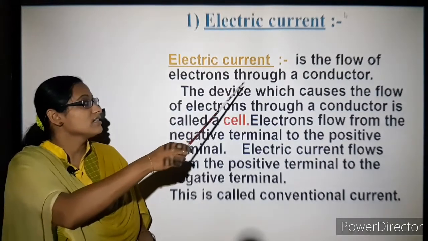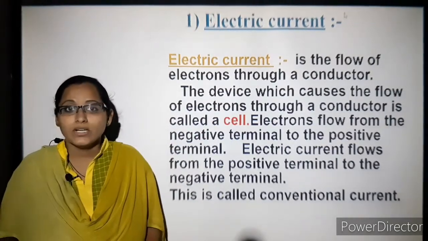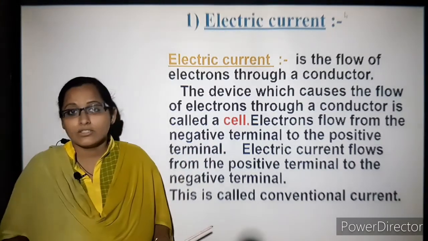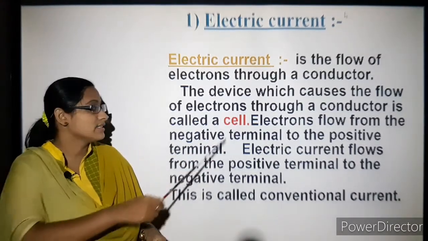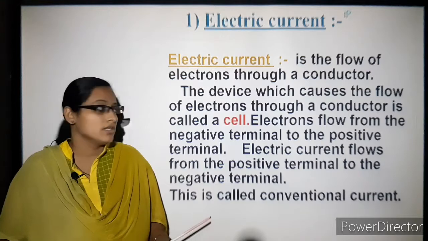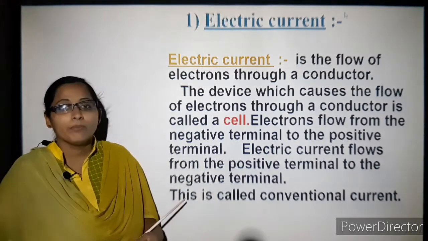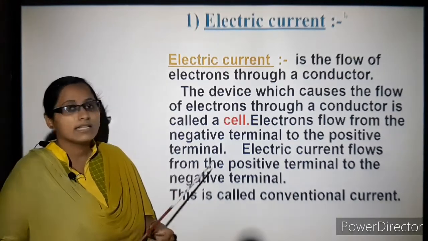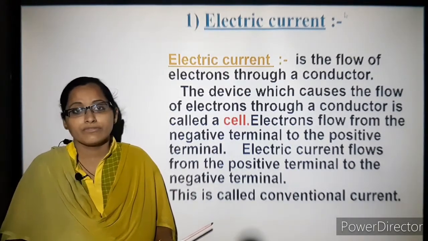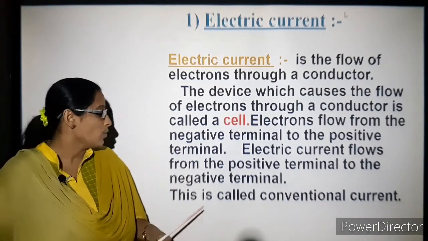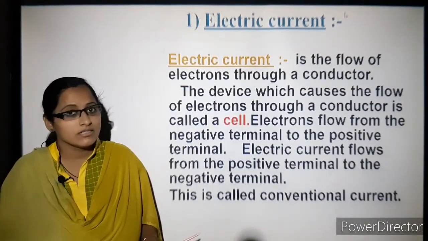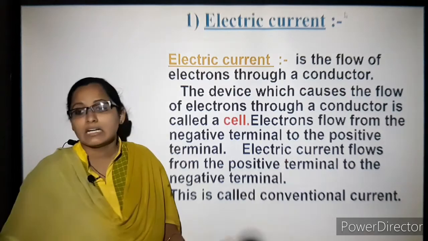So let's understand more about electricity and electric current. Electric current is the flow of electrons through a conductor. The device that causes the flow of electrons through a conductor is known as a cell or a battery. Electrons flow from the negative terminal to the positive terminal. Hence electric current also flows from negative terminal to positive terminal. This flow of electric current is known as conventional current.